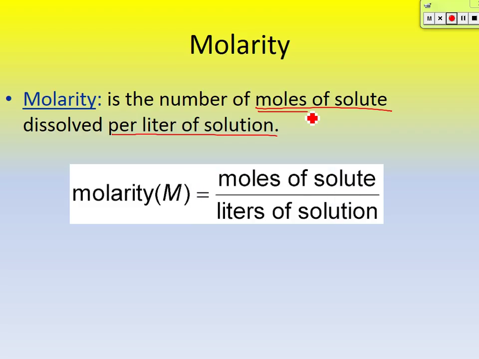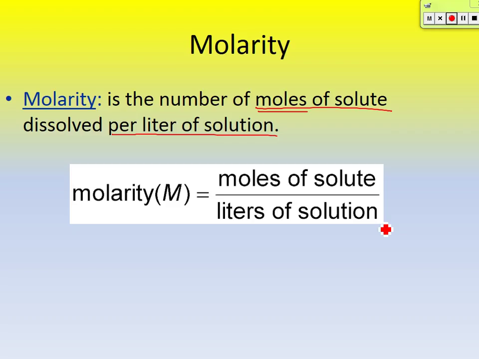So in your guided notes here, it's got a formula for calculating molarity. I want you to write this down. Molarity, remember, has the symbol capital M. Here's how you calculate it. It's equal to the moles of solute divided by liters of solution. Moles of solute divided by liters of solution.